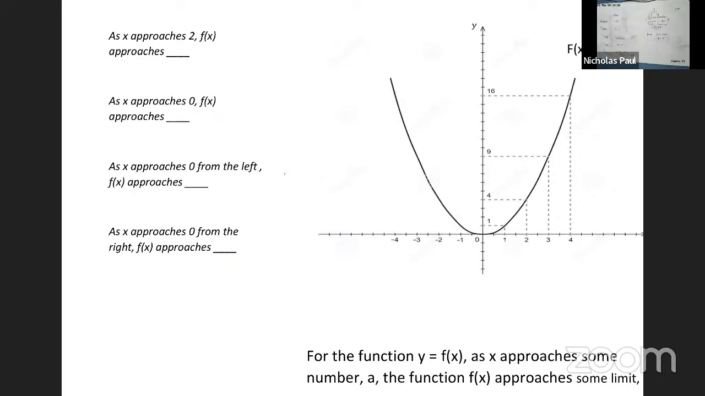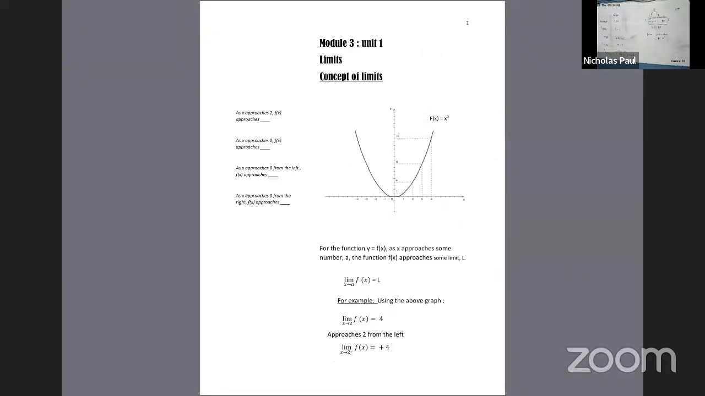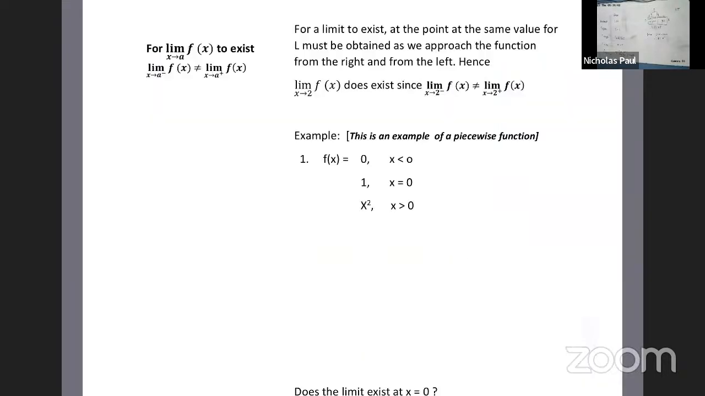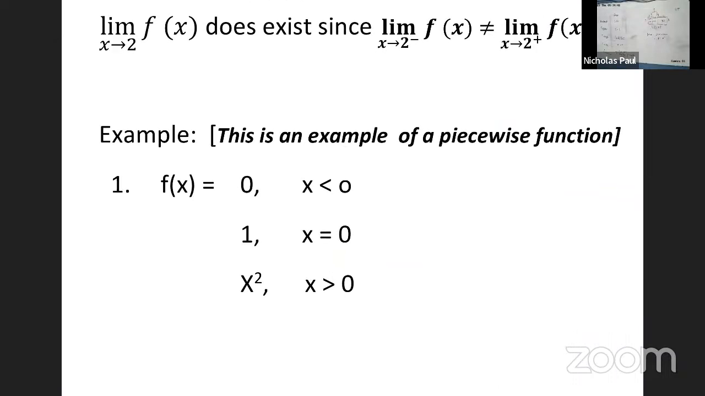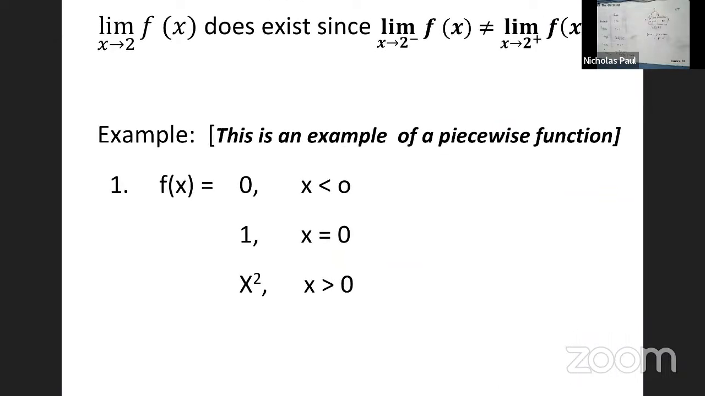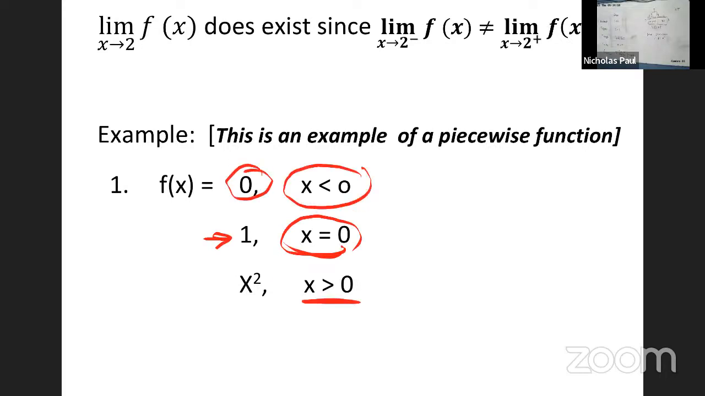All right, so let's take a look at our first piecewise function. This here is a piecewise function. Here's what they did. They split the function into pieces. When x is equal to 0, the function is 1. When x is less than 0, the function is 0. When x is more than 0, the function is x squared. So they split the function into 3 parts, and we have to be able to draw that.